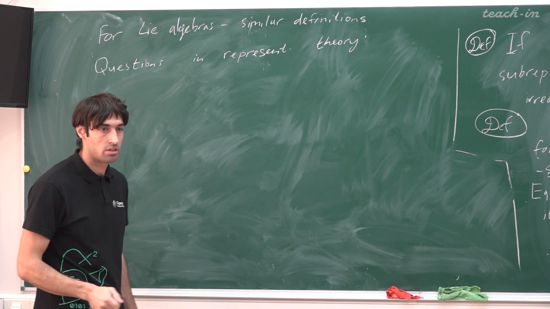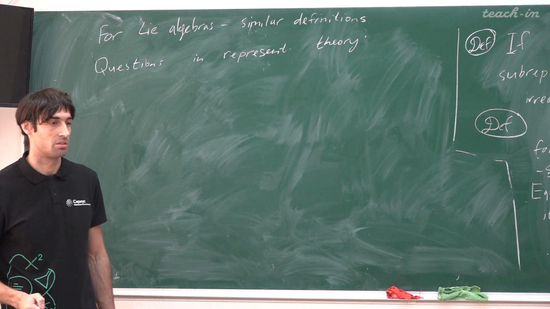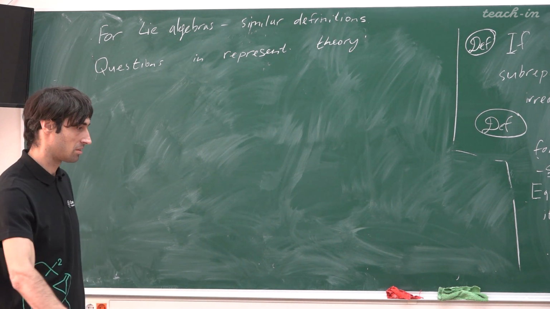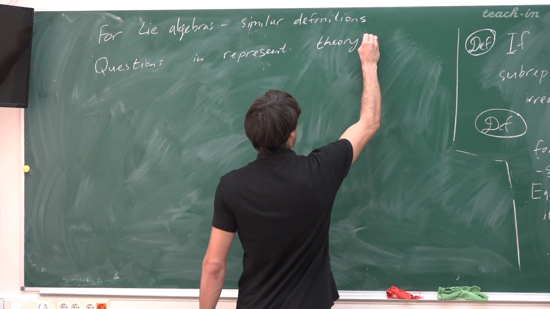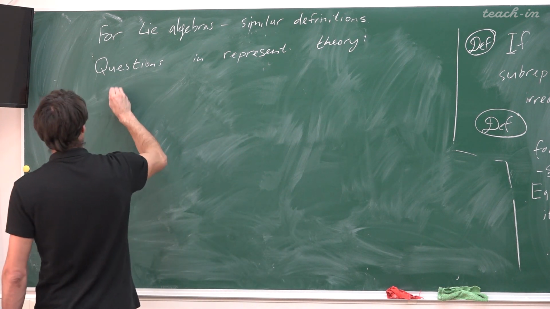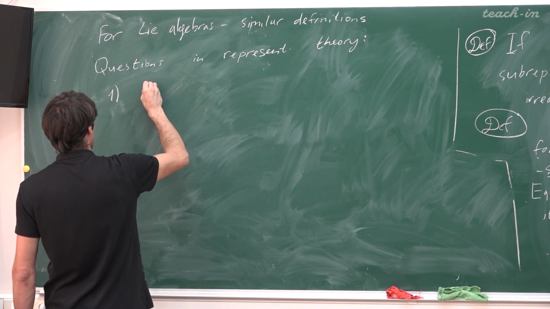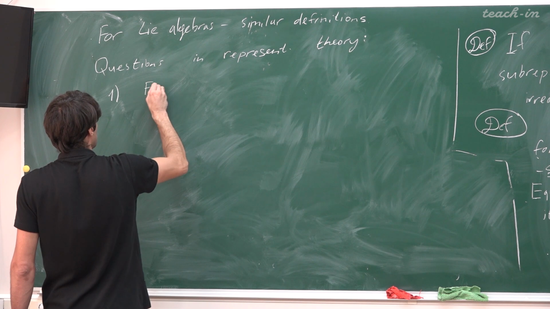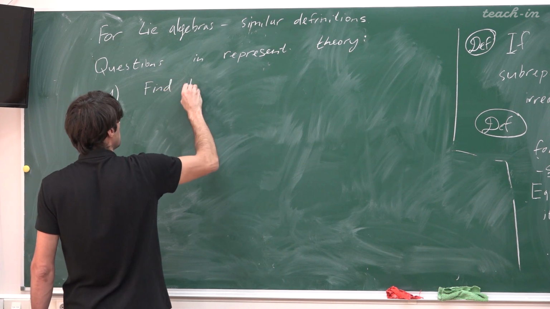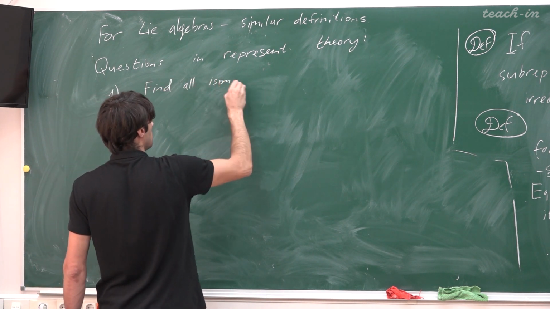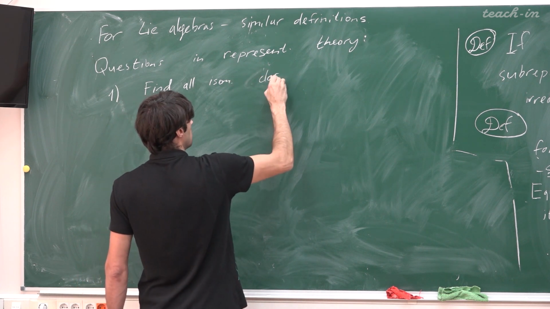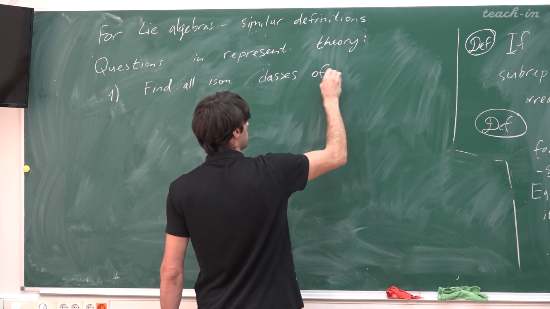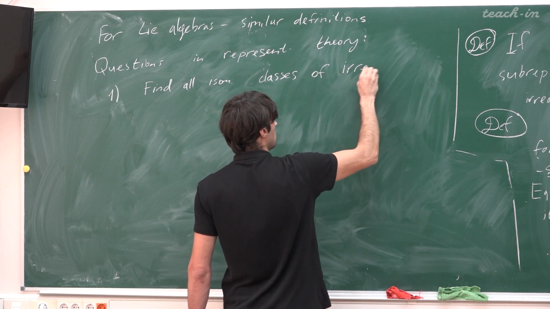If you answer these questions, then you have completed all your goals. So the first question is to classify, find all isomorphism classes of irreducible representations.